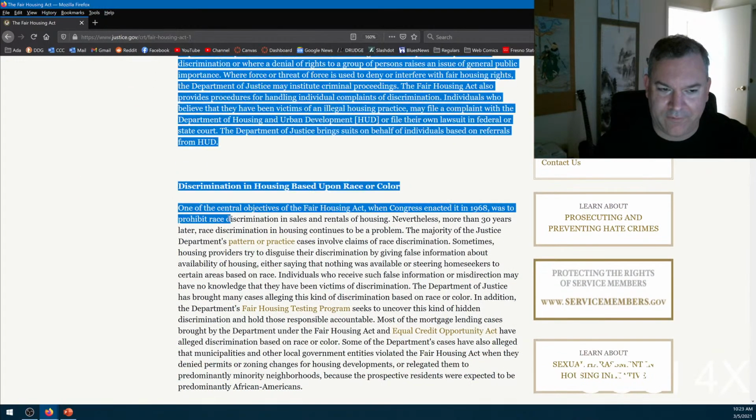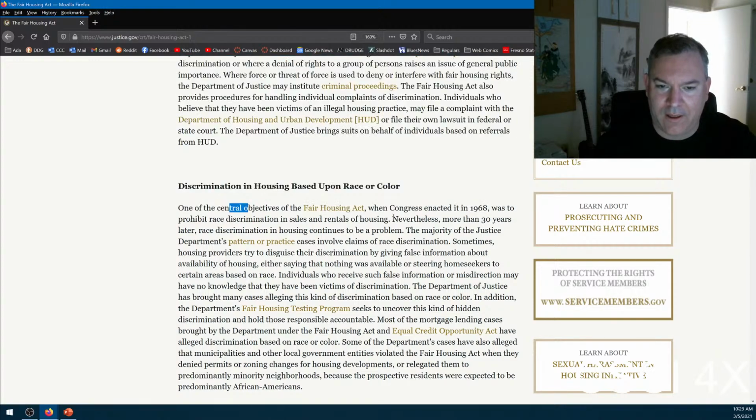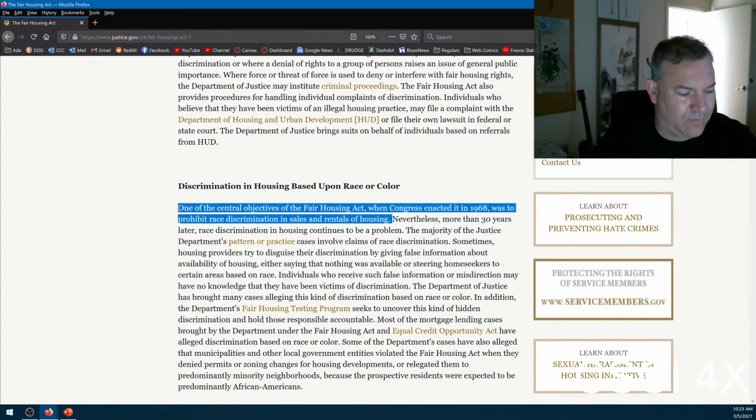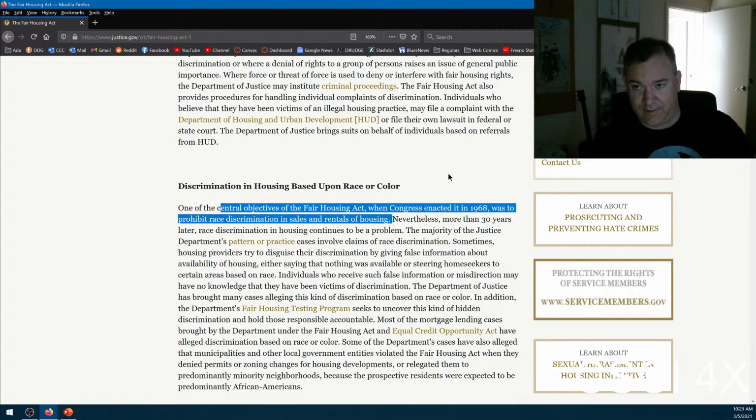One of the central objectives was prohibiting race discrimination. One of my friends, how old would she be now? About 80 now, I guess. I knew her about 20 years ago when she was in her 60s. Yeah, that sounds about right.